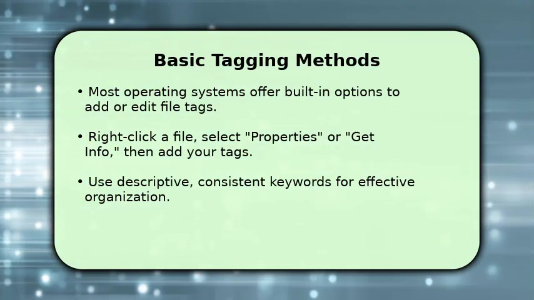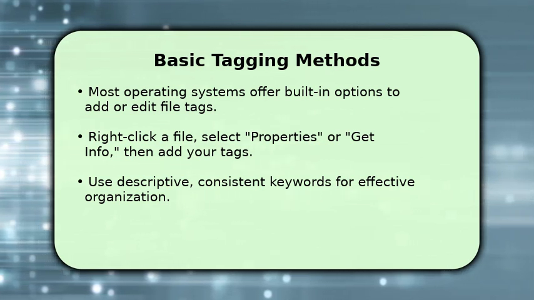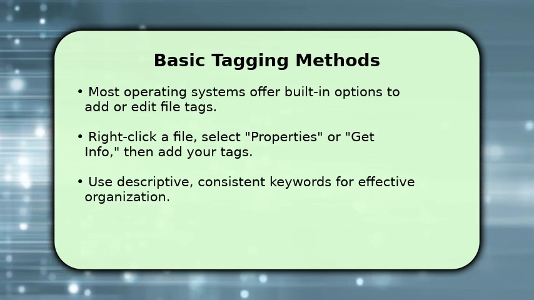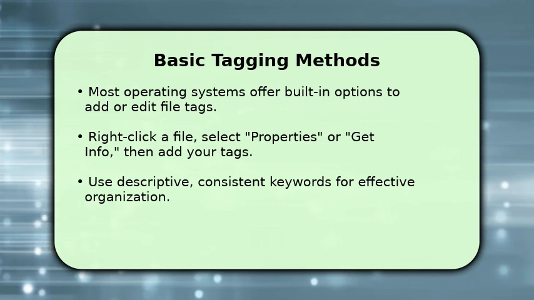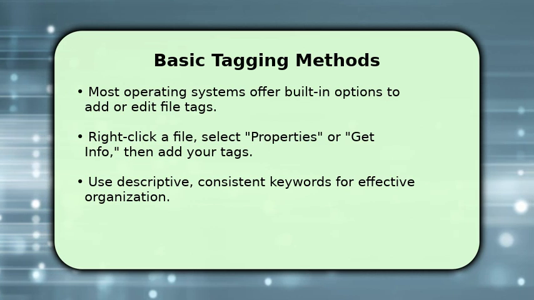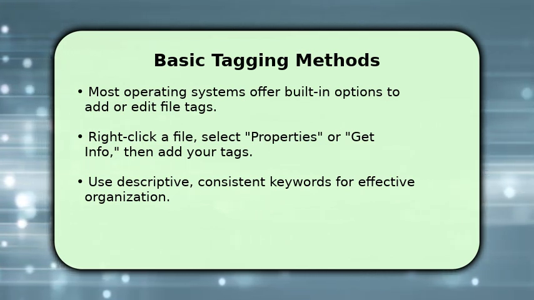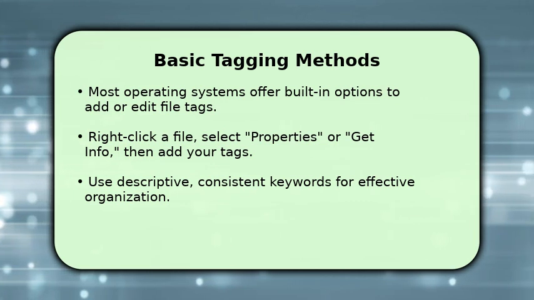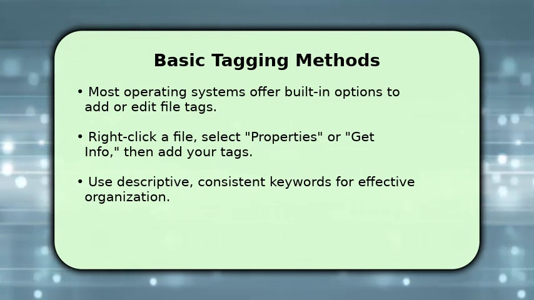Most operating systems, like Windows and Mac OS, have built-in features for adding tags. Typically, you can right-click on a file, go to its Properties or Get Info section, and find a field for tags or keywords. It's crucial to use consistent and descriptive keywords. For example, instead of "report," try "Q3 sales report" or "client meeting notes." This consistency makes future searches much more effective.